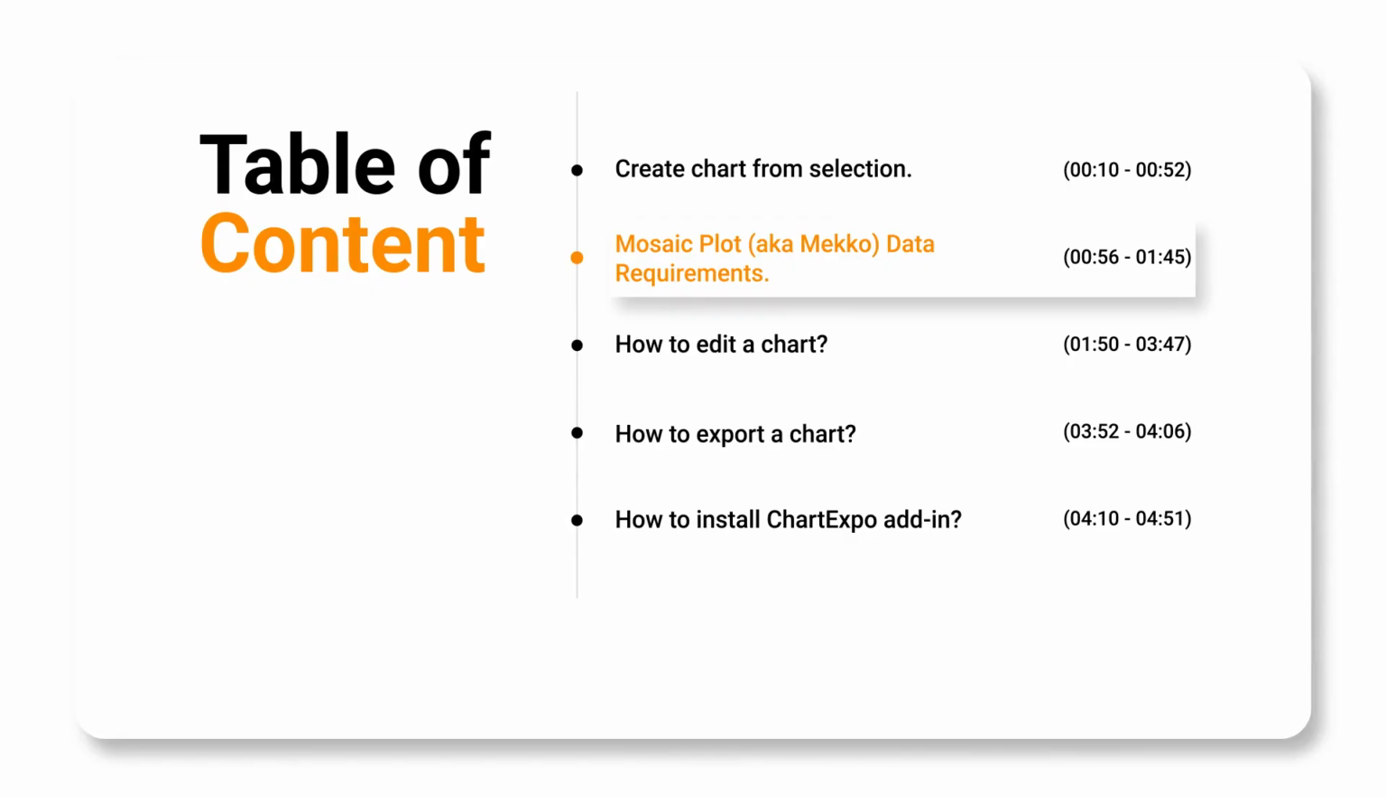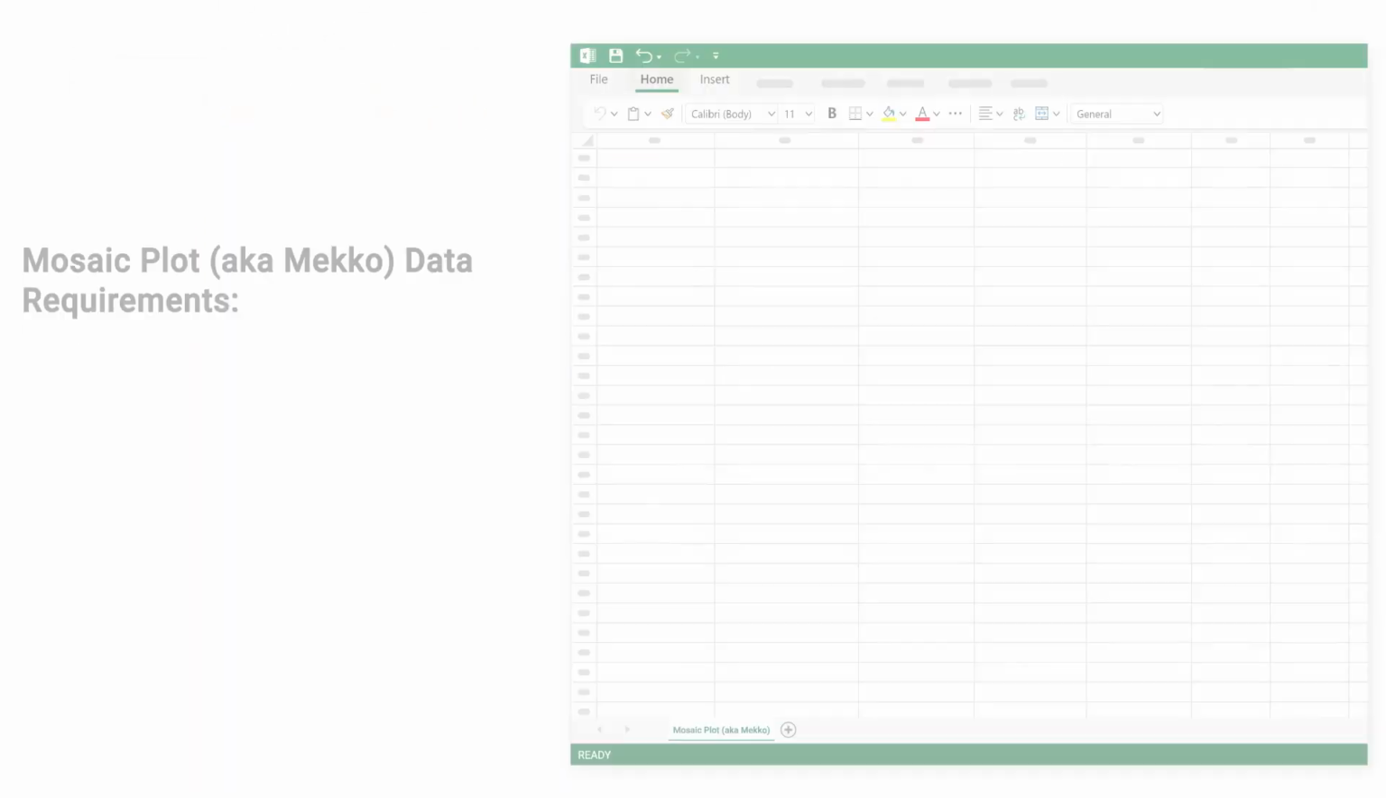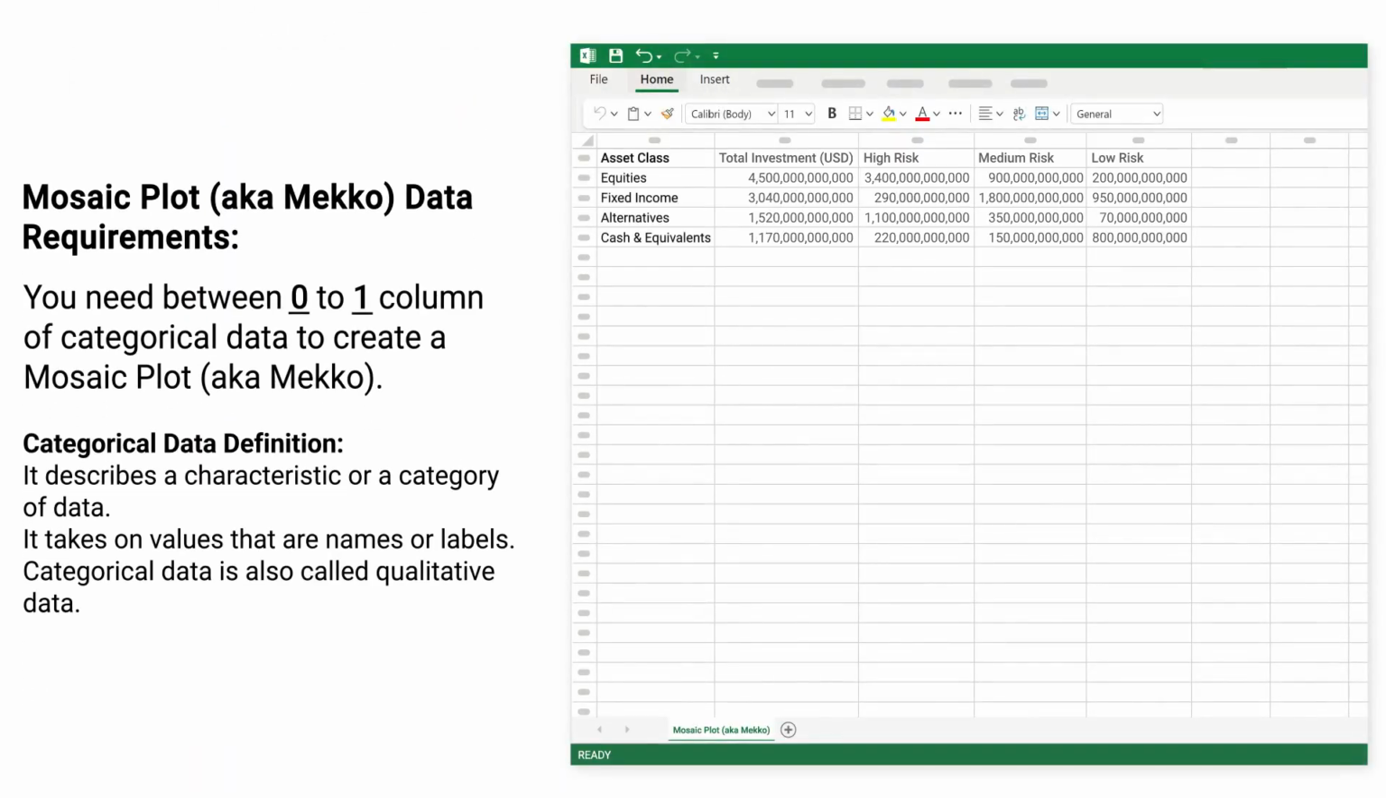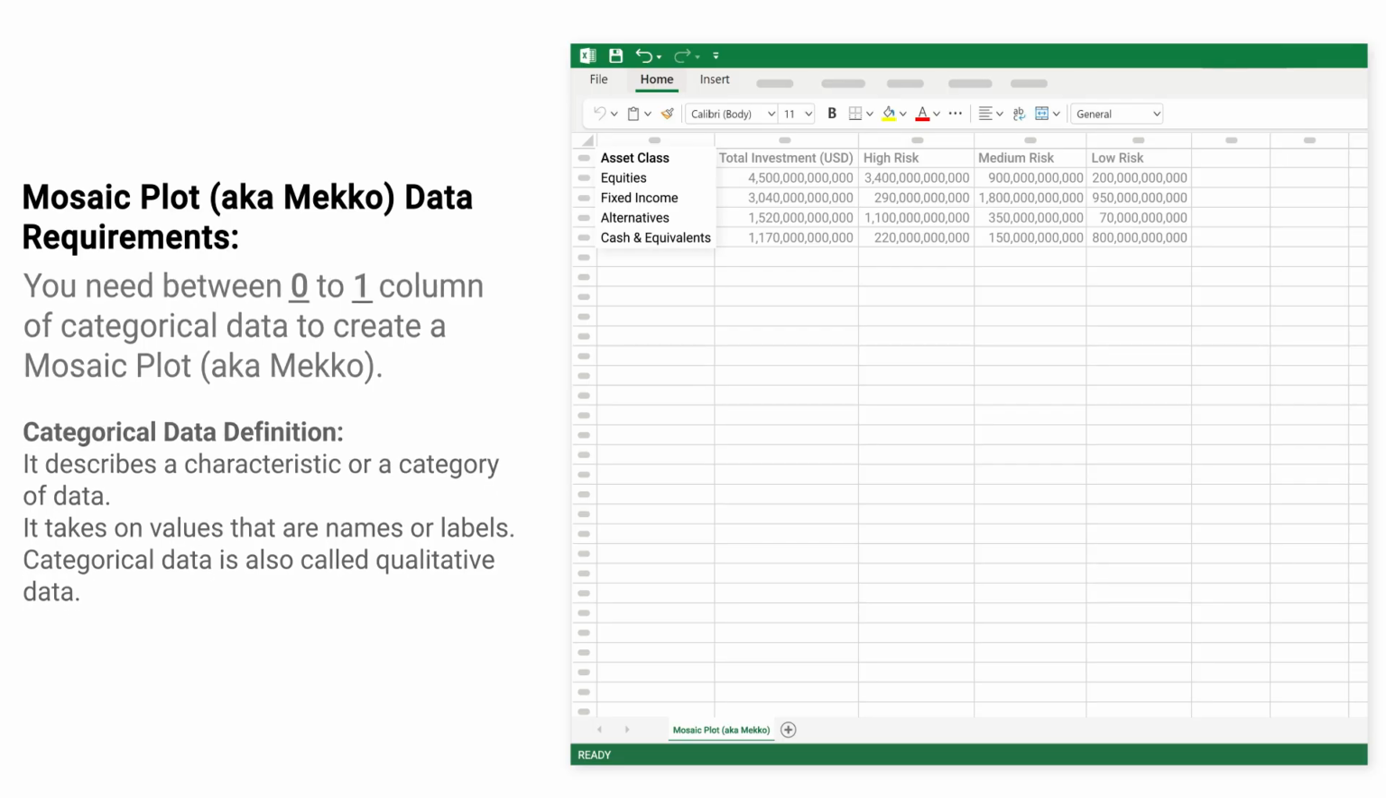Mosaic Plot data requirements. You need between 0 to 1 column of categorical data to create a Mosaic Plot. Categorical data definition: it describes a characteristic or a category of data. It takes on values that are names or labels. Categorical data is also called qualitative data.